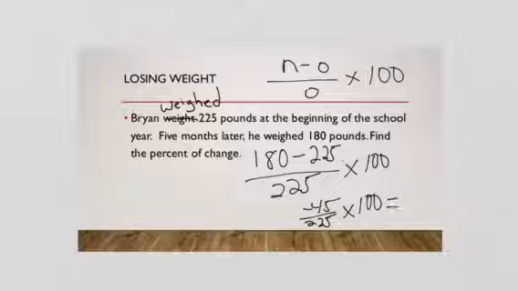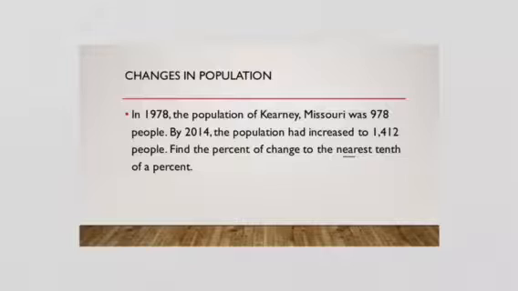Now, do a little calculating there. You should get negative 20%. And what does that 20% mean? It means that Brian lost 20% of his weight, or his weight decreased by 20%. All right, so let's look at this.